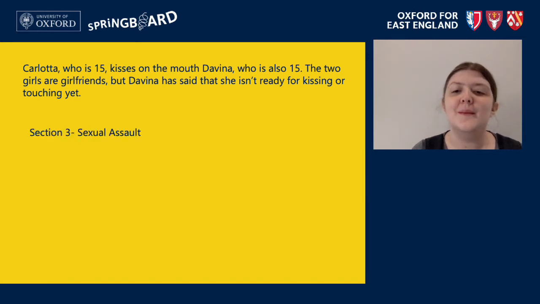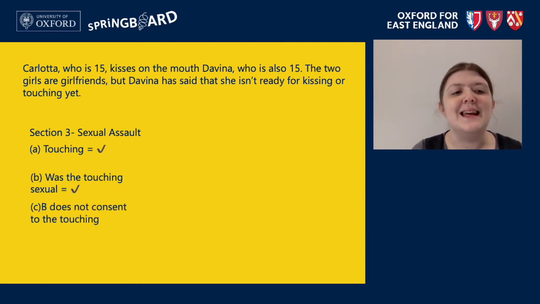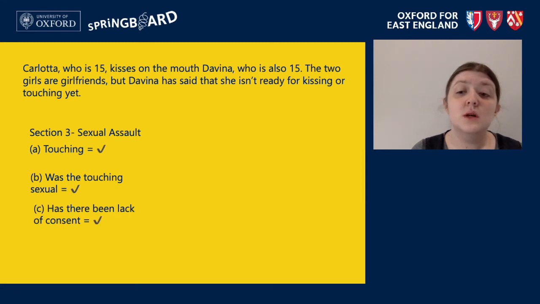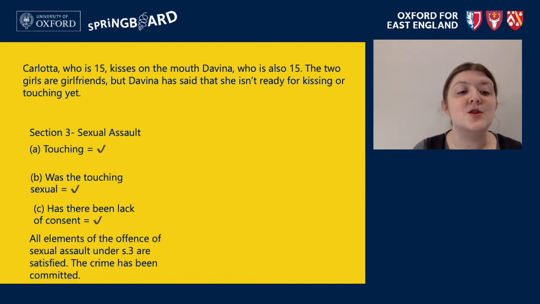Looking at Section 3. First, A. Has Carlotta touched Davina? Yes, clearly by kissing her. B. Was the touching sexual? As you'll remember from our first case, kissing is considered sexual touching. So we look at C. Has there been consent? The question here, really, is has Davina agreed to be kissed? No, she's made it clear that she doesn't agree to be kissed by Carlotta. So all the elements of Section 3 are made out. So we know that a crime has been committed under Section 3.